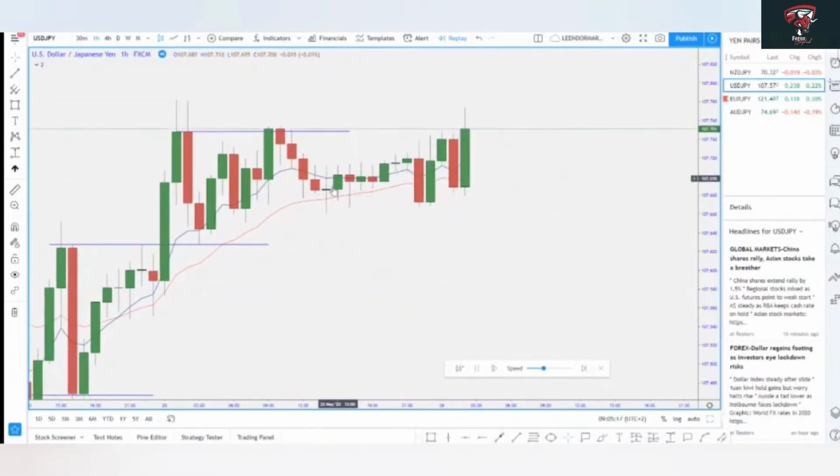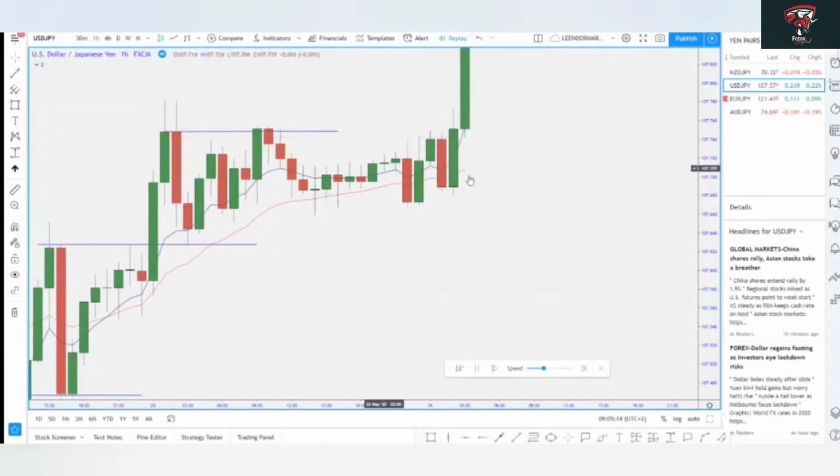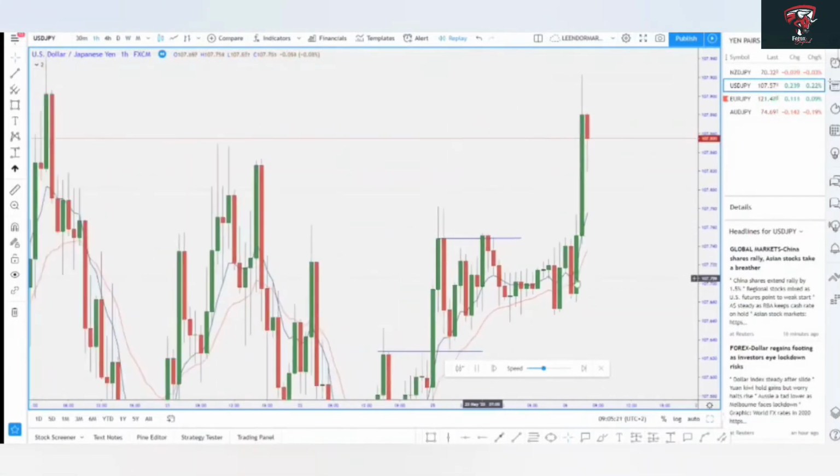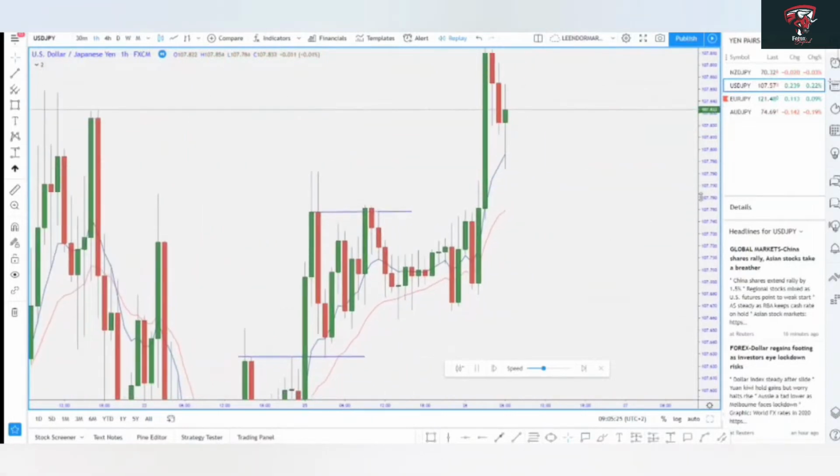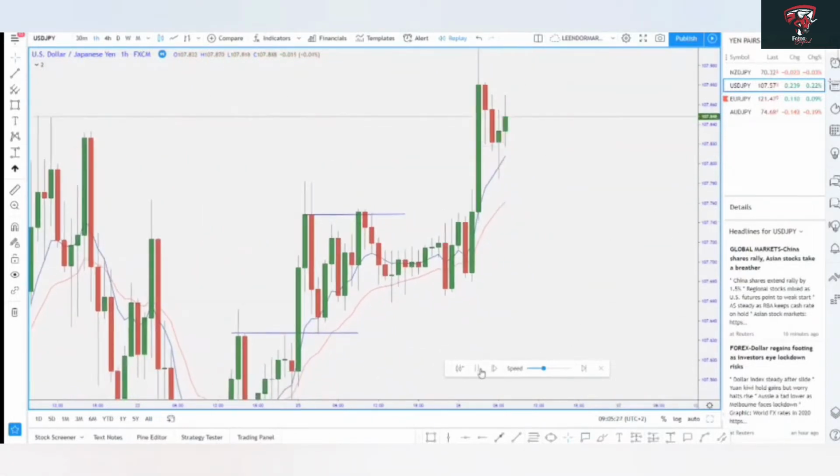If I look at this, the market has been ranging for a couple of hours. Look at that. Then the market just decides to shoot up. Look at that. This is a beautiful, beautiful, beautiful practical example of what to look out for.